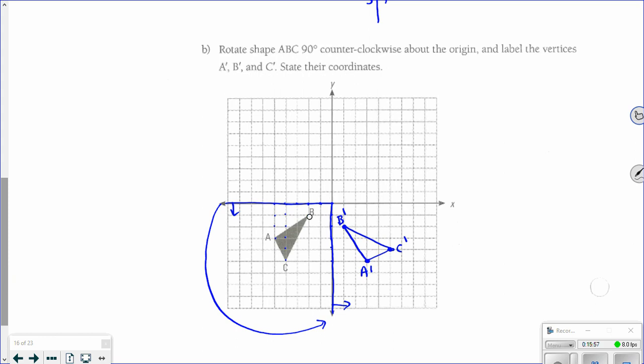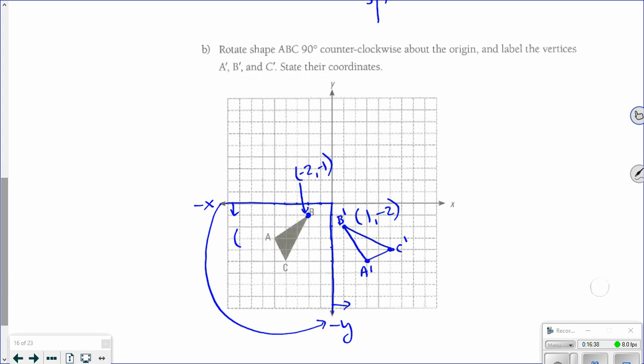The coordinate piece of it wants to know the x and y values at each point. So when I look at point B, my coordinates are always my x first. This is my negative x side. Down is my negative y. So I'm going 2 in my negative x direction, 1 in my negative y direction. For point B prime, x direction first, I have to go 1 in the positive x direction, but still down 2, so 1 and negative 2.